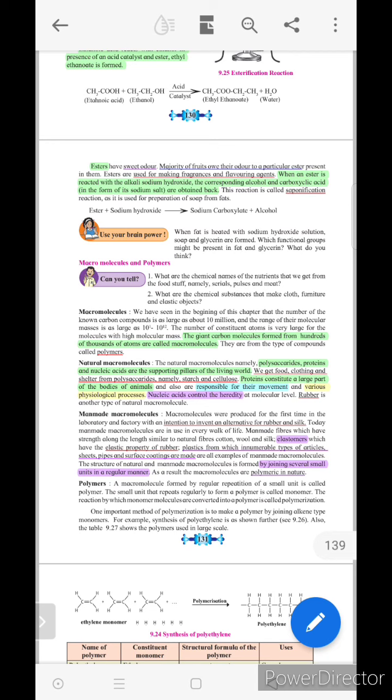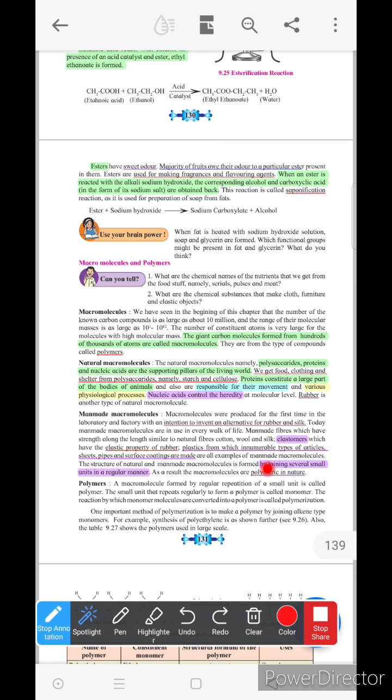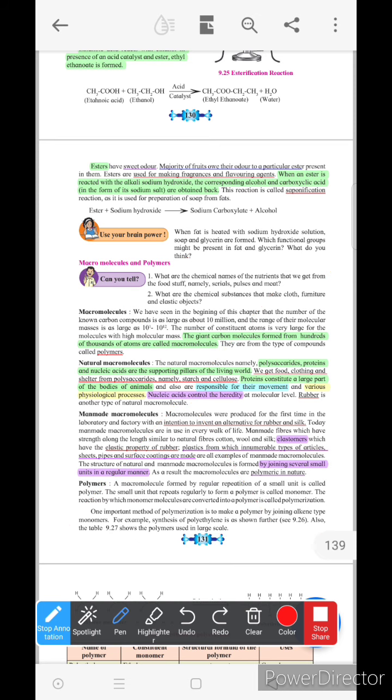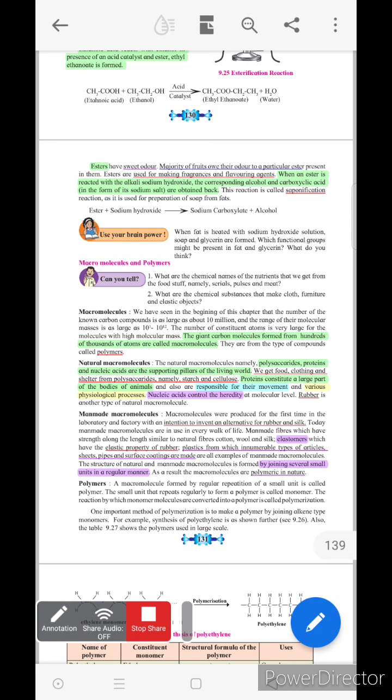the main topic, that is macromolecules and polymers, this total topic is removed. Okay. Total topic, that is macromolecules and polymers: natural macromolecules, man-made macromolecules, polymers. The topic is removed on page number 131.